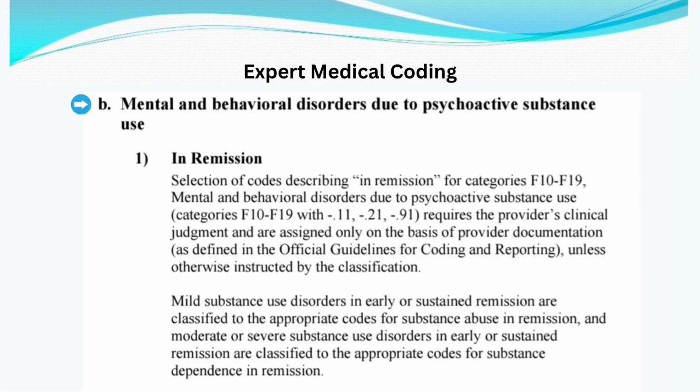Mental and behavioral disorders due to psychoactive substance use. In remission. Selection of codes describing in remission for categories F10 to F19, mental and behavioral disorders due to psychoactive substance use requires the provider's clinical judgment and are assigned only on the basis of provided documentation, unless otherwise instructed by the classification. Mild substance use disorders in early or sustained remission are classified to the appropriate codes for substance abuse in remission, and moderate or severe substance use disorders in early or sustained remission are classified to the appropriate codes for substance dependence in remission.